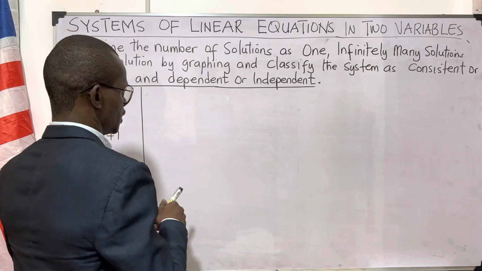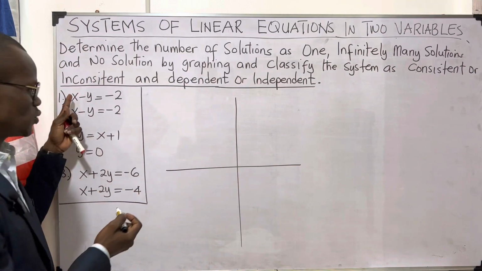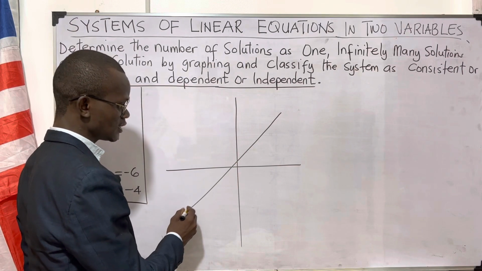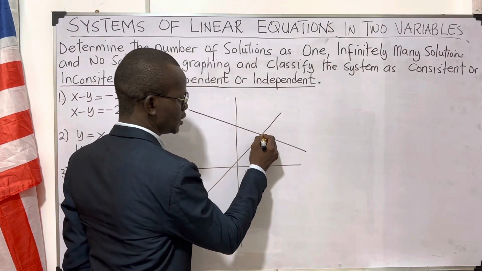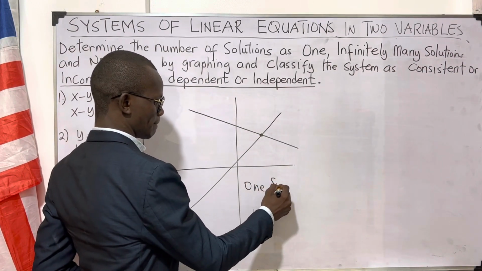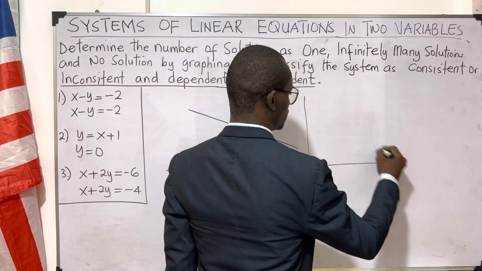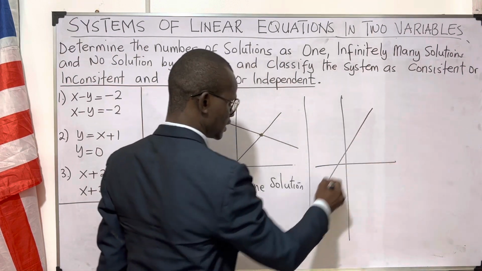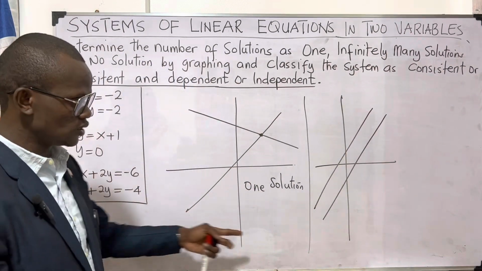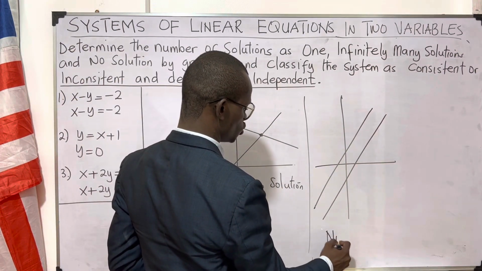Now, this is what I meant. If you have a system of equations, the graph of the first equation might be like this, and the second one will intersect the previous graph. So this is one solution. If the two equations are parallel to each other without intersection, it means it has no solution.